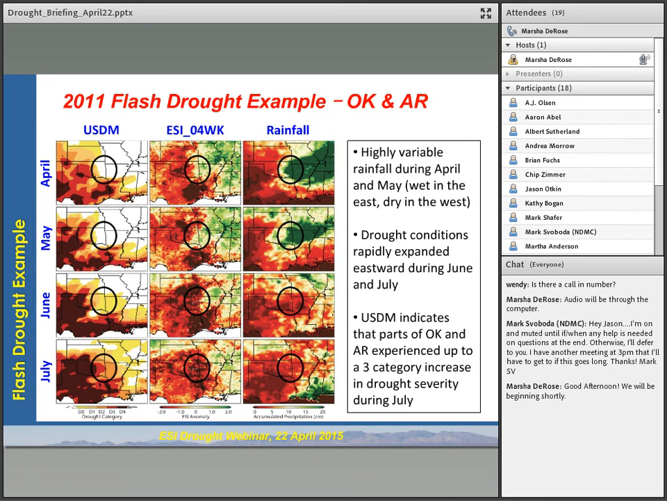The U.S. Drought Monitor depicted rapid drought development during July. However, it's important to note that this period of rapid drought development occurred several weeks after the initial appearance of the large negative ESI anomalies, which indicates that the ESI provided early warning of drought development during this flash drought event. Next slide, please.